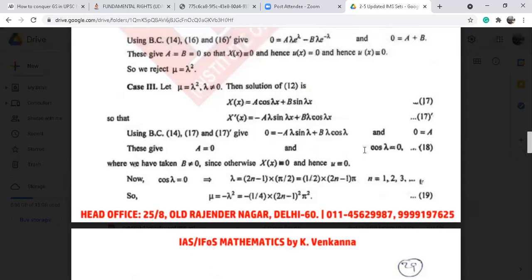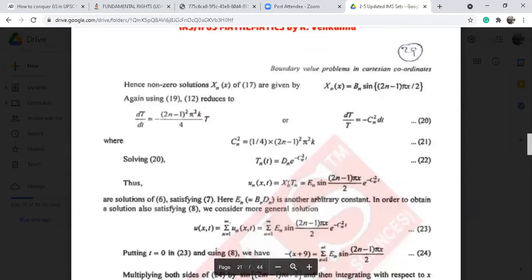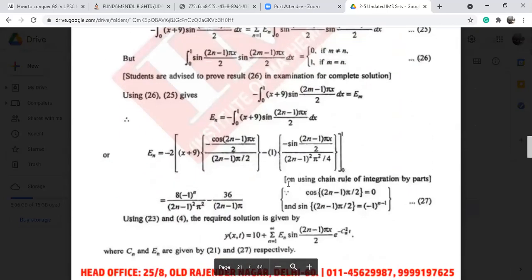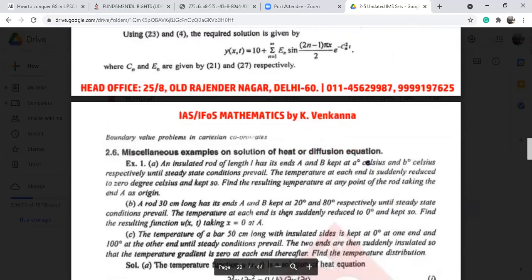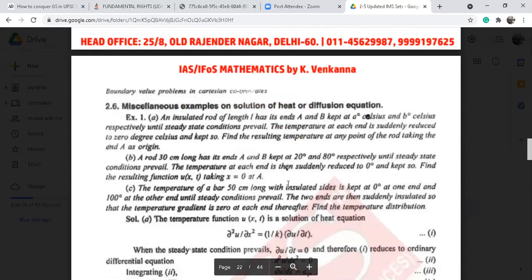A will become 0, then cos lambda should be equal to 0. That is, cos lambda is 0 at odd multiples of pi by 2. So (2n minus 1) pi by 2. So from this lambda becomes (2n minus 1) pi by 2. Okay, then you put the values in the final equation and you solve for it. The solution is very straightforward, very straightforward. So this is the first thing.